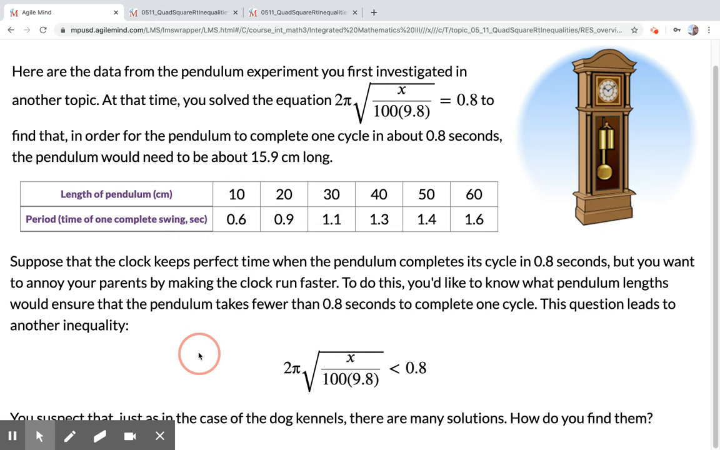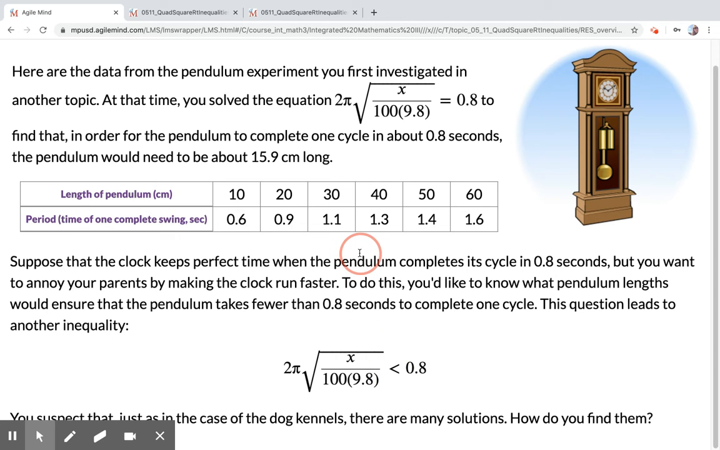Why are there so few hours in the day? So to do this, you'd like to know what pendulum lengths would ensure that the pendulum takes fewer than 0.8 seconds to complete one cycle. I wanted to go faster than that. So this leads to another inequality. Instead of saying this junk here equals 0.8, I'm going to write that this stuff here is less than 0.8.